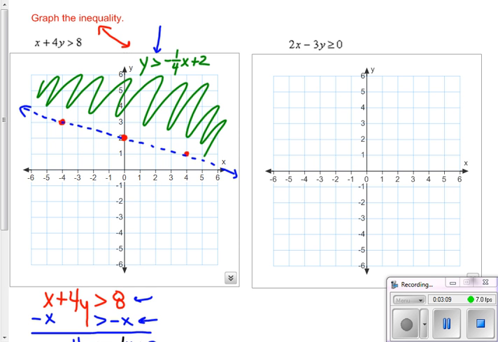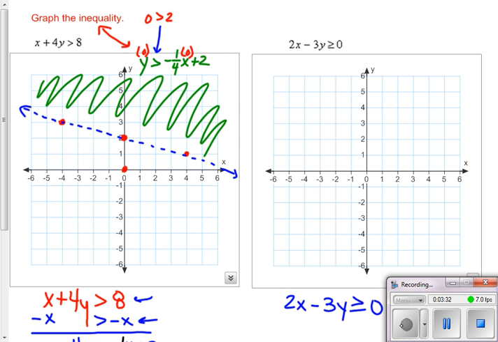Or you could use your test point, 0, 0. When I put in 0 for y and 0 for x, I wind up with 0 is greater than positive 2. So here's your test point. 0 is not greater than 2, so I wouldn't shade that area. I'd shade the opposite side.